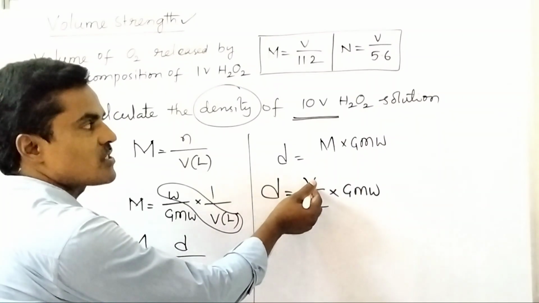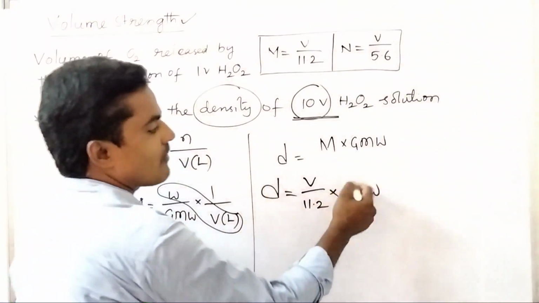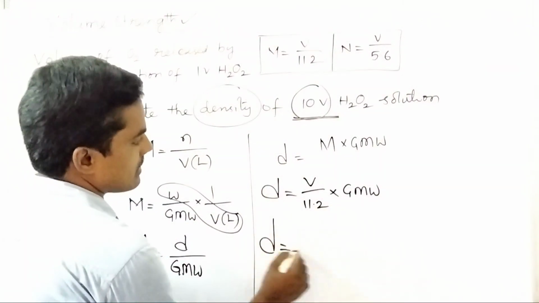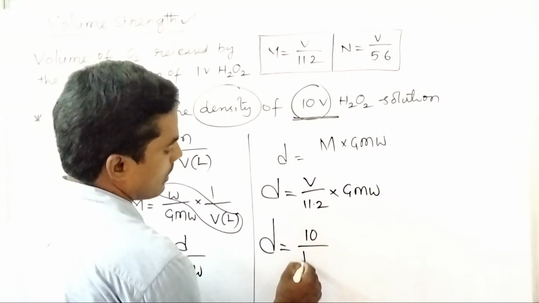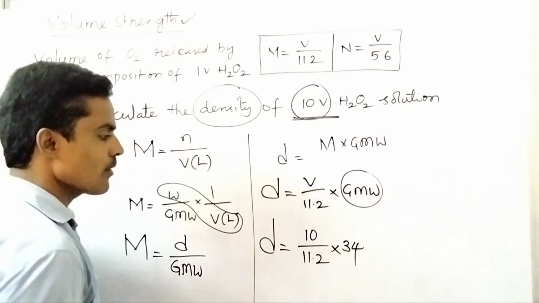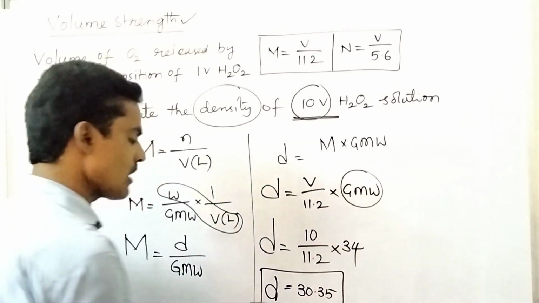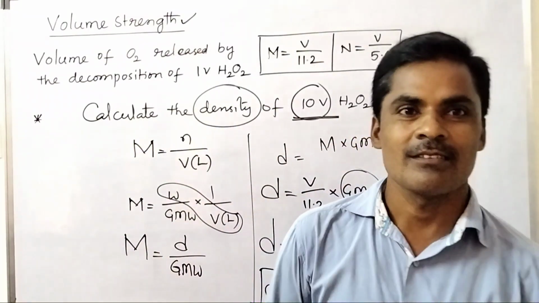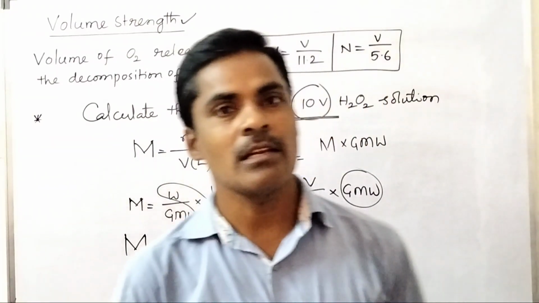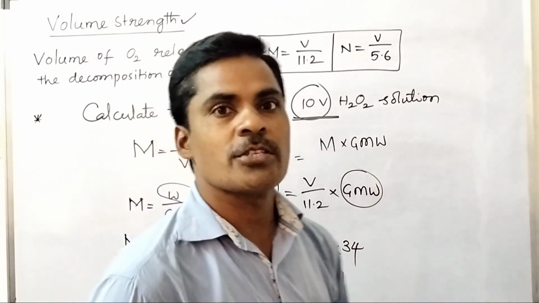Where V is volume strength, given as 10 volume. And we know the gram molecular weight of H2O2 is 34. So density equals 10 upon 11.2 into 34, which equals 30.35. This is the density of that solution. I hope you understand. It is a very important and very easy concept.